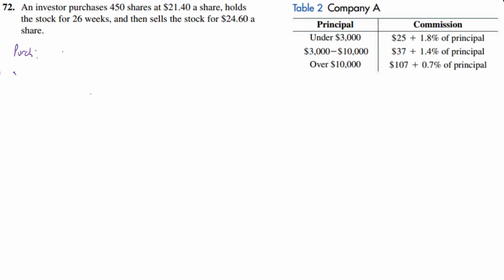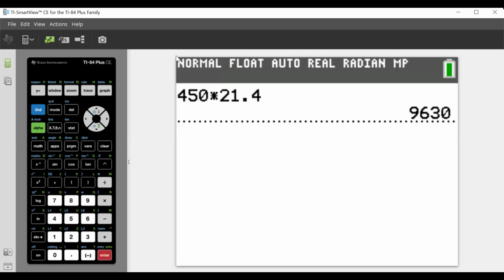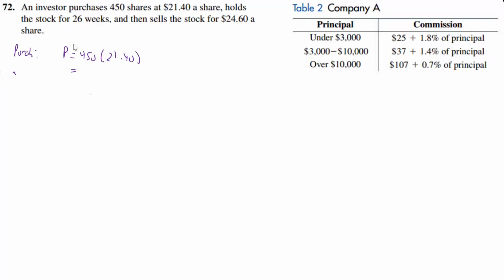When we purchase it, the amount we're going to pay is going to be how much? Well, it's 450 shares times $21.40 a share. If we go to our calculator, that's 450 times 21.4, so 9630. All right, 9630 is going to be our value here. Now, that means we're going to have some commission on it.